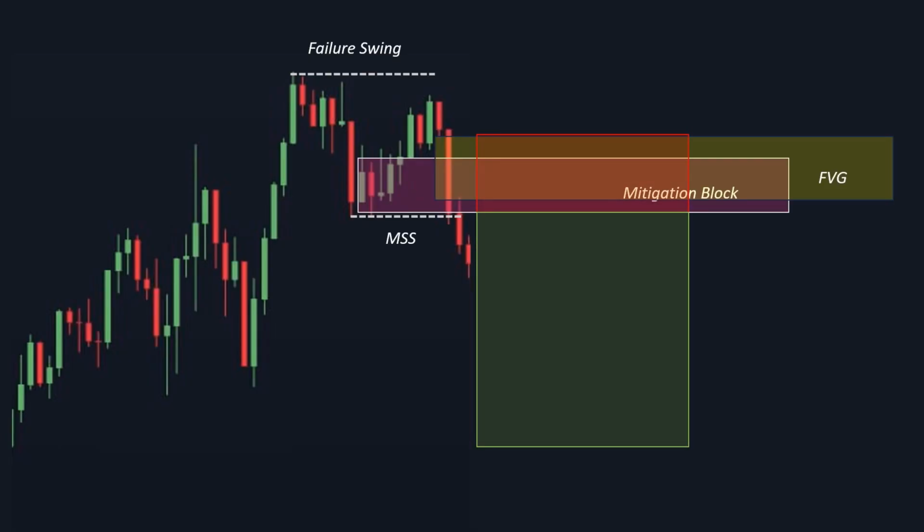By combining volume, fair value gaps, and mitigation block, traders can significantly enhance the likelihood of a successful trade while minimizing risk. Four, time and bias confirmation.